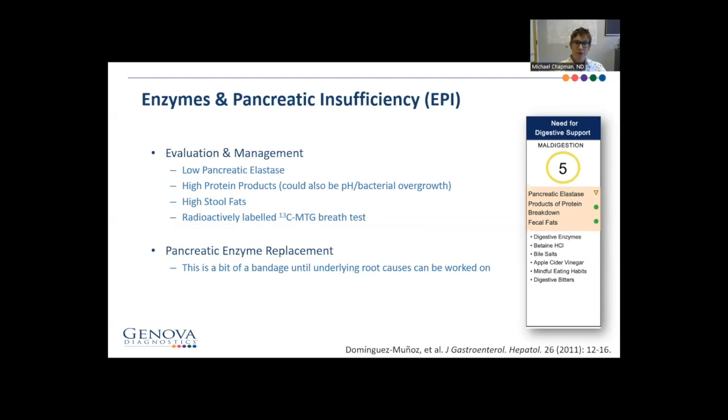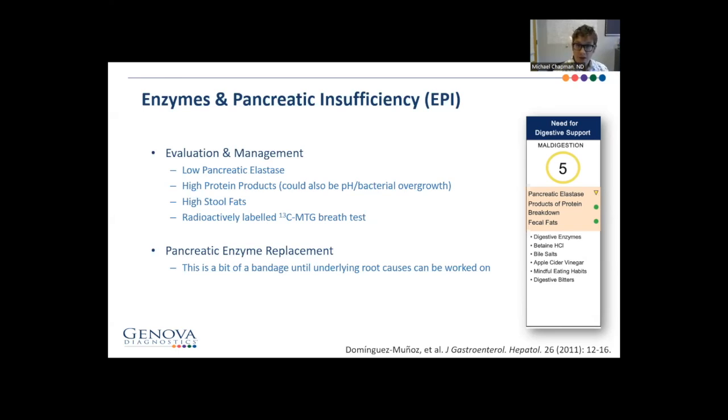What about all these enzymes, right? We have enzymes for breaking down protein called proteases, lipases for breaking down fat, amylases for breaking down sugar. Well, first thing we can do is we can evaluate, right? Does the patient have low pancreatic elastase on their GI test? And that's a pretty darn good indicator for pancreatic insufficiency. Some other indicators are high levels of protein products, meaning proteins not being digested and absorbed very well, so it's showing up in the stool.